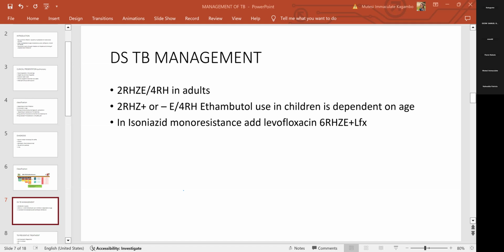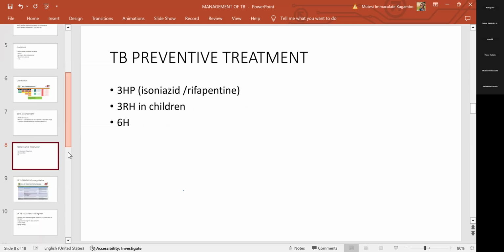So up there was drug susceptible TB. Now let's go to latent TB treatment.